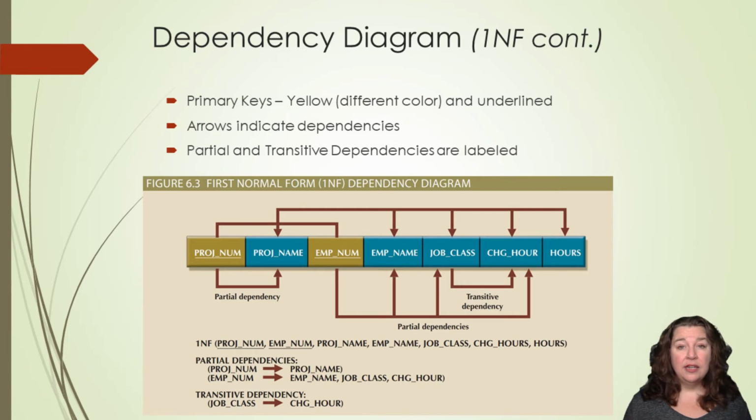So at this point, in our first normal form, we have all of our fields listed out. We have our primary keys identified, a different color and underlined, and we have arrows with labels describing dependencies, either your base dependencies off your primary key or your partial or transitive dependencies.